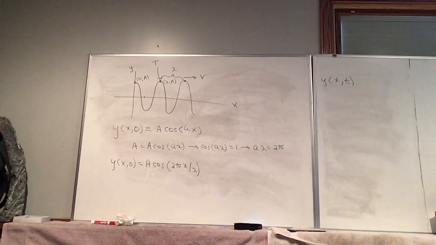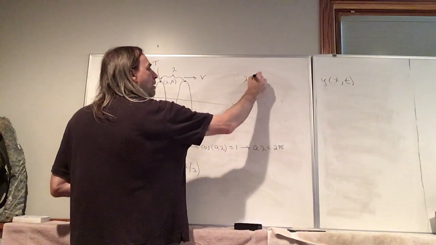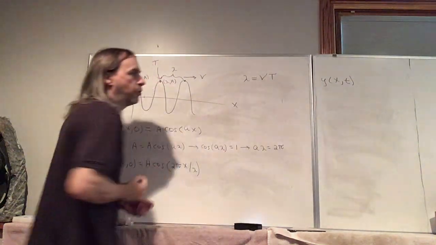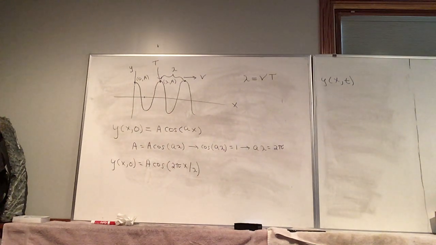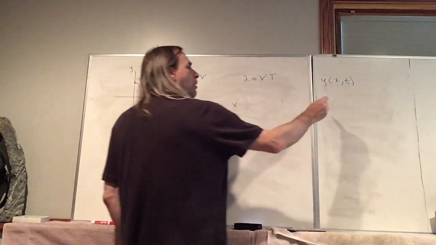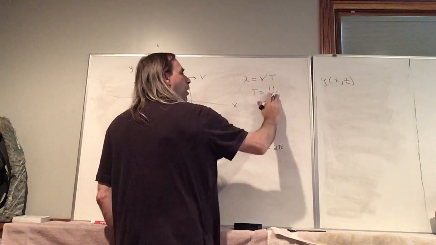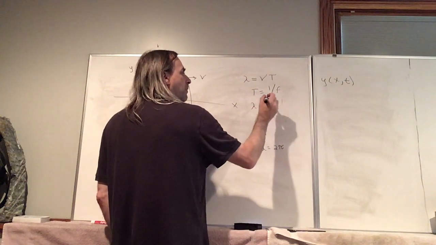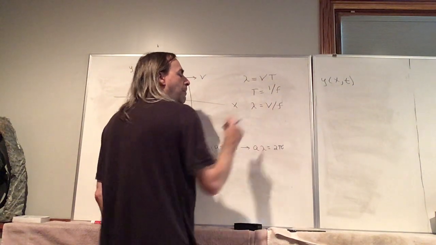So just using distance as speed times time, the distance we traveled is the wavelength, and that's equal to the speed of the wave times the time that it took to do that, which is the period. How long did it take to complete one cycle? So we have this relation here. Now remember, we defined frequency to be 1 over the period. We can just as well say the period is 1 over the frequency. So we have the wavelength is the speed divided by the frequency.